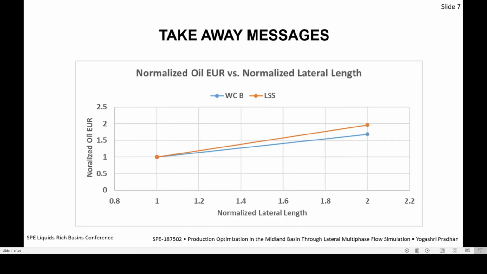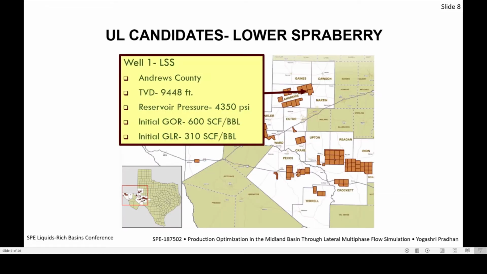So here's the normalized oil EUR versus normalized lateral length, in that when we normalize the lateral length in the Wolfcamp B, I showed this before, where you're not getting that 1-to-1 ratio for the Wolfcamp B, but in the lower Sprayberry, you're getting that 1-to-1 ratio. But then again, this is some of the work that was done through simulation.